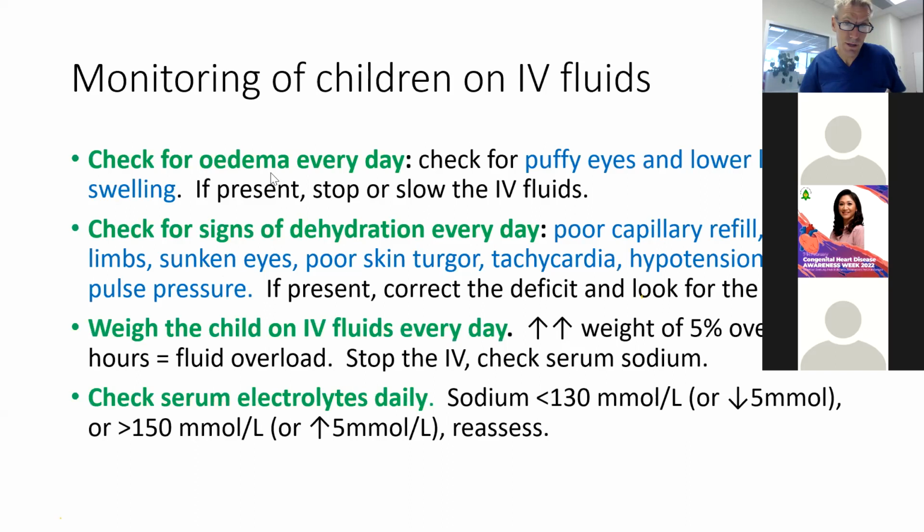That's all. When we're monitoring children who are on intravenous fluids, then we need to check for certain things every day. And we should check for signs of dehydration and signs of overhydration. So I always check children for edema. So check if they've got puffy eyes or limb swelling. Sometimes that occurs around the hands and the feet, but usually the eyes become puffy first. If a child's starting to get puffy eyes, then reconsider the intravenous fluid and decide whether or not they still need to have IV fluids or whether or not you can slow it down. Check them for signs of dehydration every day.